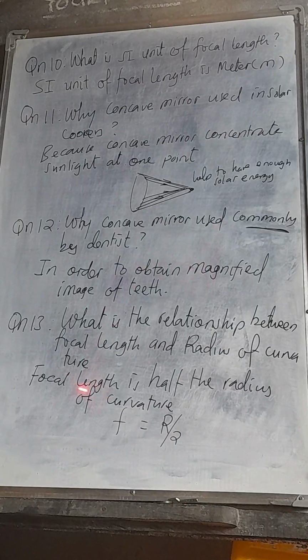Congratulations a lot for those who commented the correct answer. You are more competent in physics. We know the focal length is half the radius of curvature. F is equal to capital R over 2. So this is the relationship between the radius of curvature and the focal length. Keep it up. Excellent. There is no doubt on you. So let's keep this momentum going.